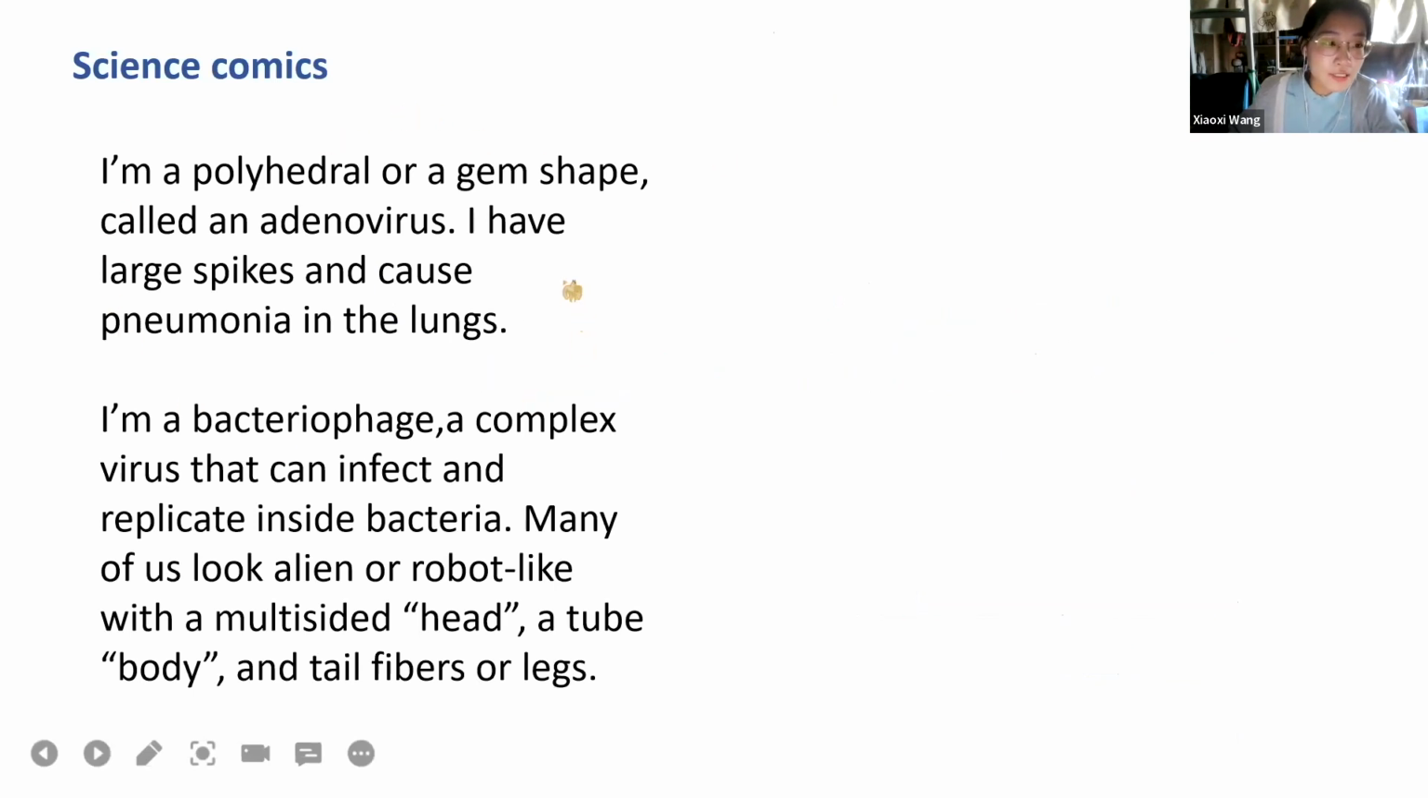Here are two paragraphs. The first one is: I'm a polyhedral or jam-shaped virus called an adenovirus. I have large spikes and cause pneumonia in the lungs. And the second one is: I'm a bacteriophage, a complex virus that can infect and replicate inside bacteria. Many of us look alien or robot-like, with a multi-sided head, a tube body, and tail fibers or legs. I'm sure you will have a picture in your mind from the two descriptions of the virus and bacteria.